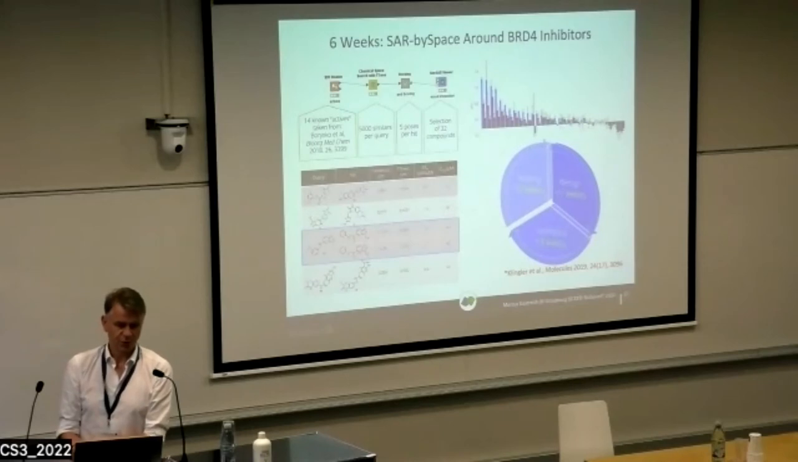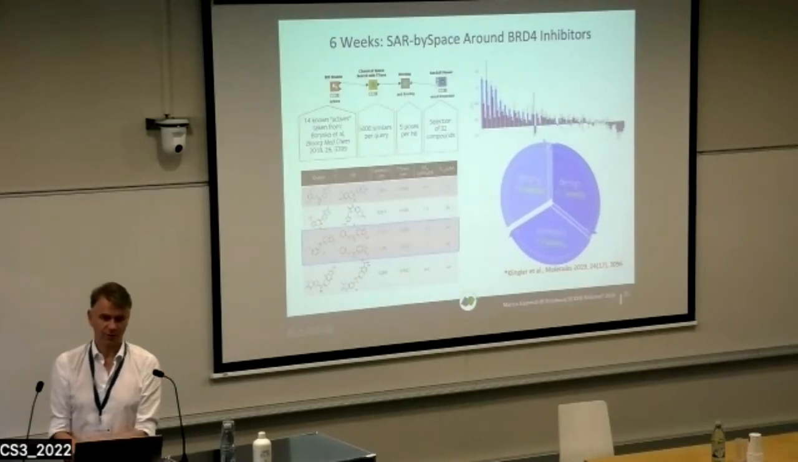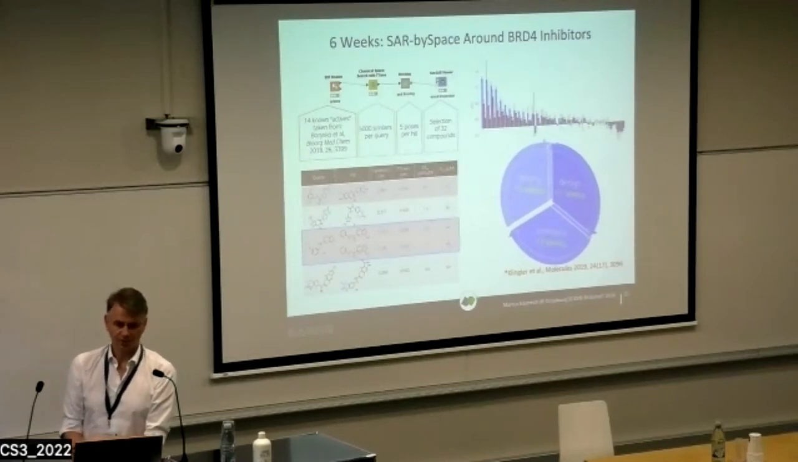So we used feature trees and we did a chemical space search. And then only we docked the top of the cream of this chemical space search and we looked at this visual inspection. And within just a few weeks, 6 weeks roughly, we found new IP in these SAR by space exercises here that we had also published.